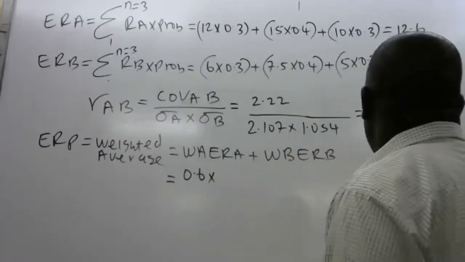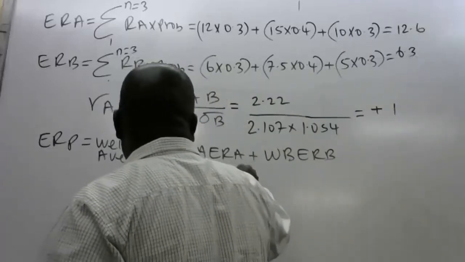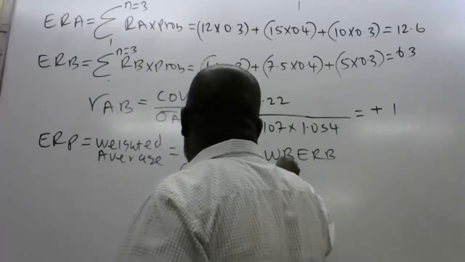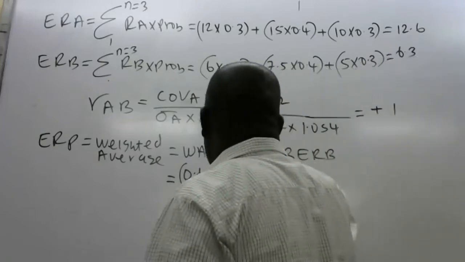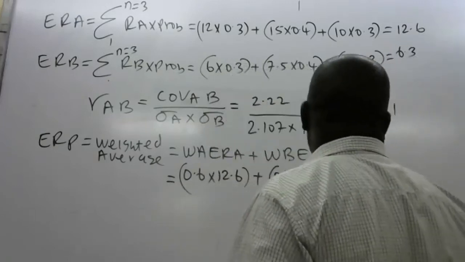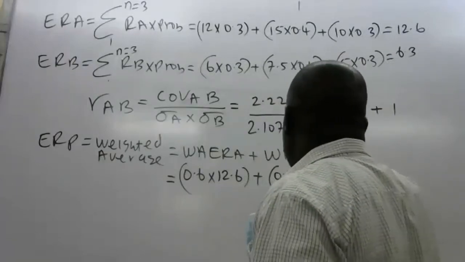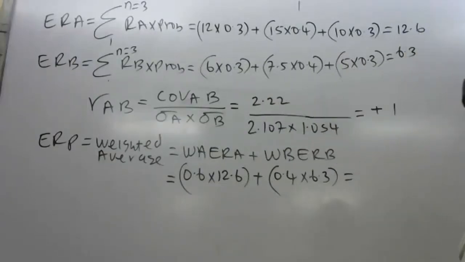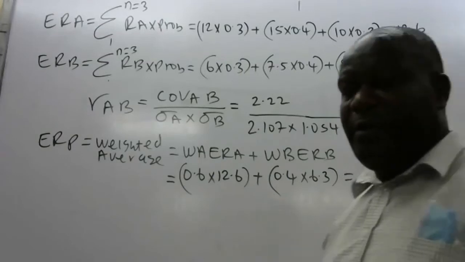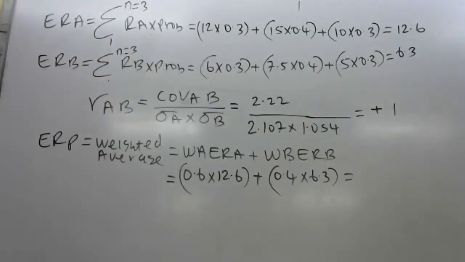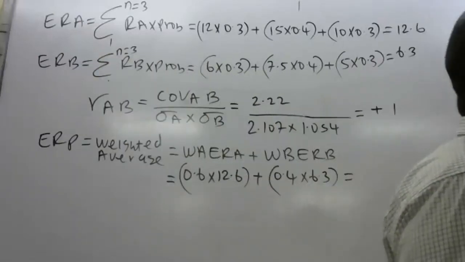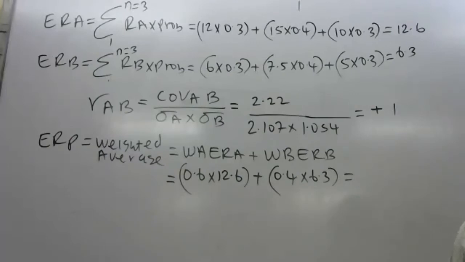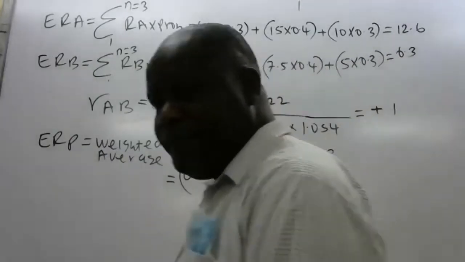Expected return for A, you recall, 12.6. We also add the proportion for B, which is 0.4. Expected return for B, it was 6.3. So when you combine them together, that now will give you the expected return of the portfolio. So that figure should give us around which value?